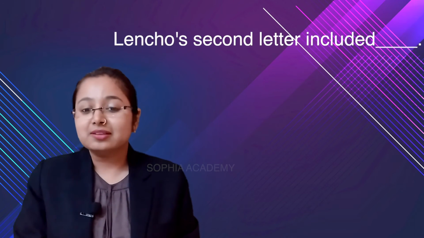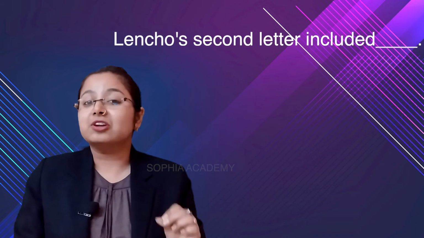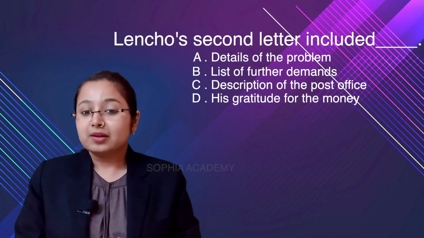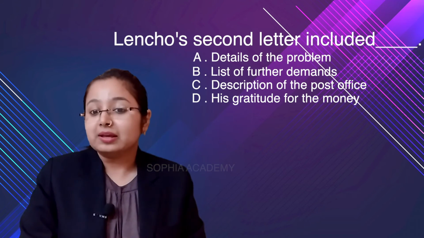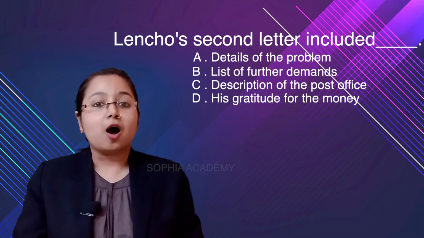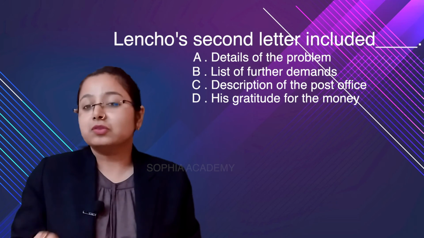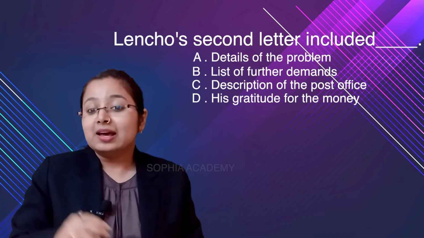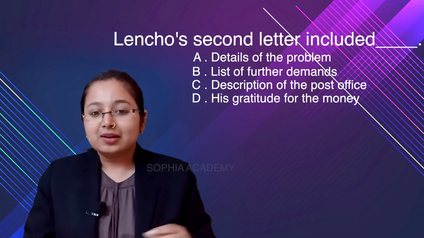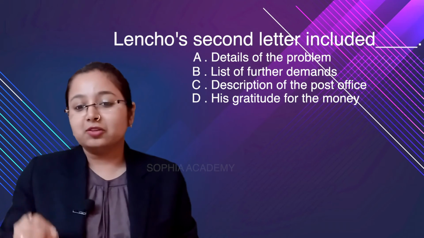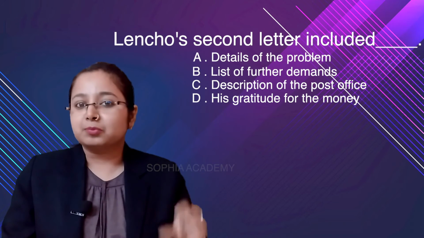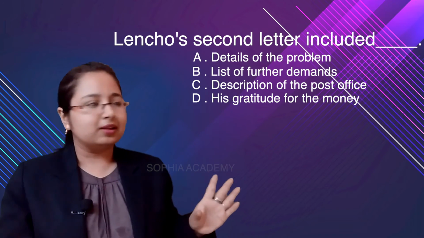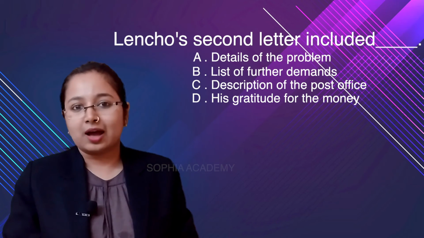Now students, let's proceed with the next question. The next question is, Lencho's second letter included. The options are: option A, details of his problem. Option B, list of further demands. Option C, description of the post office. And option D, his gratitude for the money. See, if we see option A, details of his problem, he already mentioned the details regarding his problems in the first letter. So this is certainly not the answer.